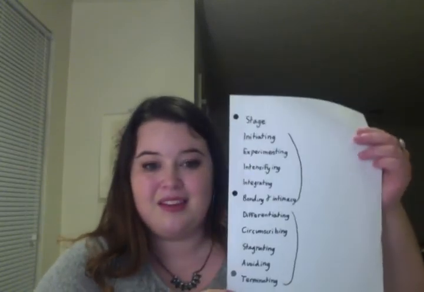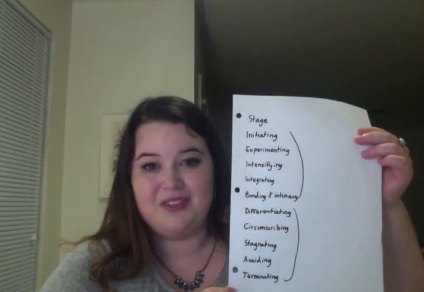Now, the last stage of relationships, if it's going poorly, would be terminating. And that means you're closing all communications with and channels to that person. You are completely closing that. And it is eventually ending the relationship. So these are, to show you this again, these are the stages of the relationships.